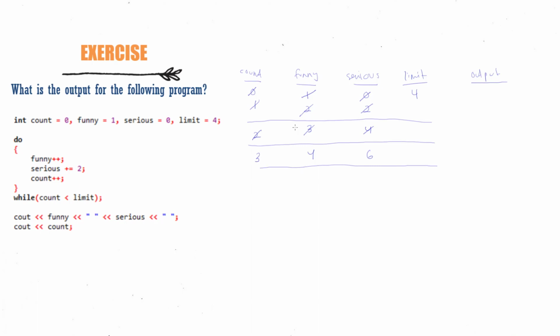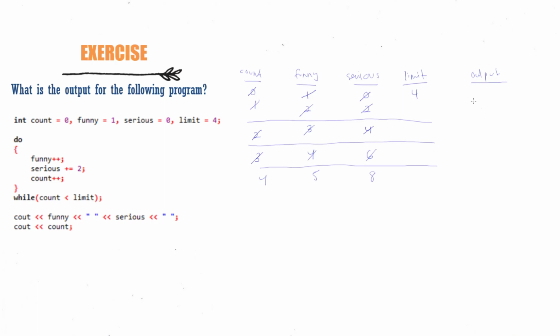So go back inside. Funny is incremented to 5. Serious equals serious plus 2, so this now becomes 8. Count plus plus, this now becomes 4. So it'll check for the condition again. Is count, which is 4, less than limit? That is false. So this will now stop.